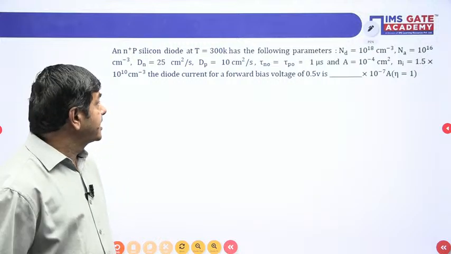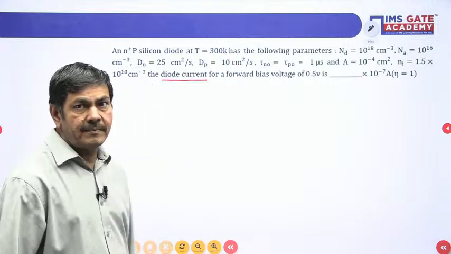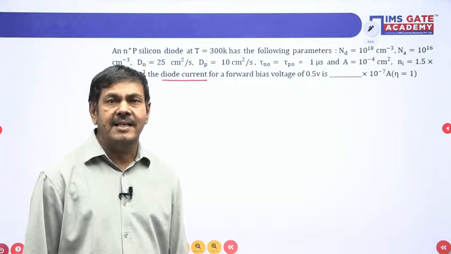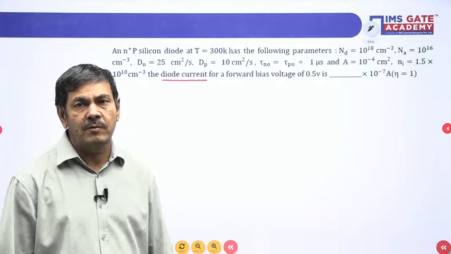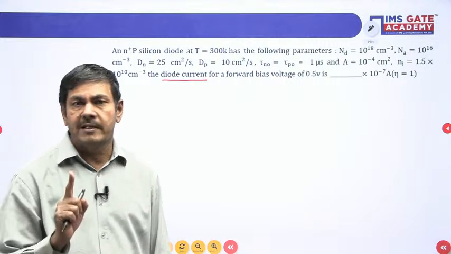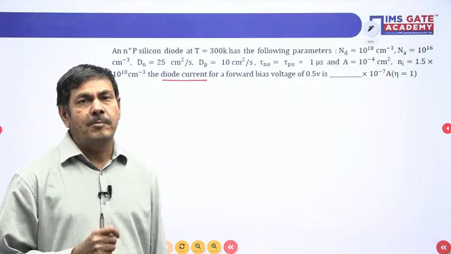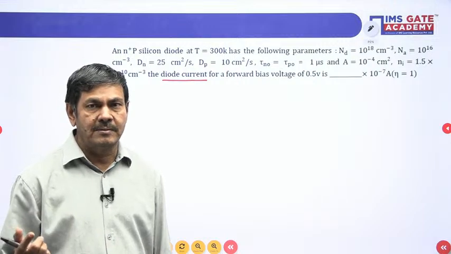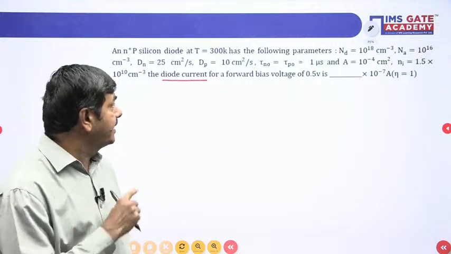In the problem we are asked to find the diode current. The approximate value of the diode current is calculated by ID equal to IS into e power V by eta into Vt, where V means forward voltage. But eta is given directly in the problem as 1, so I can put directly e power V by Vt. What is unknown is the reverse saturation current Is. If you get the Is value, it is very easy to determine the diode current.